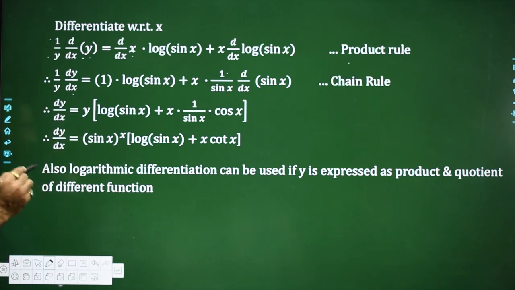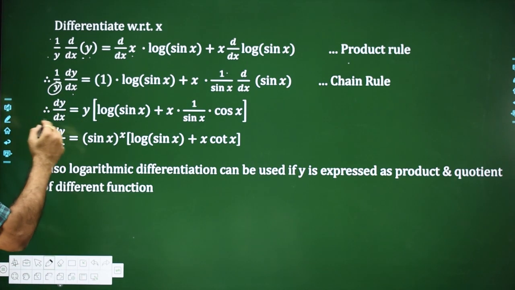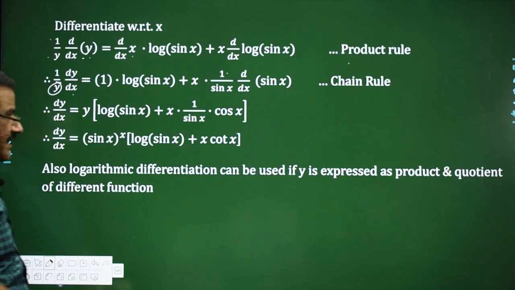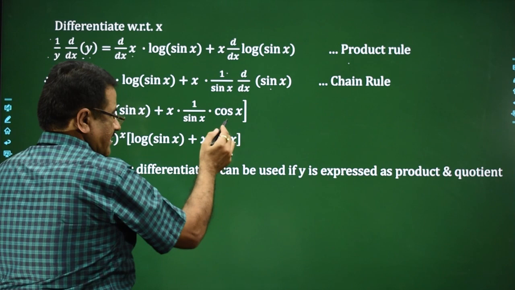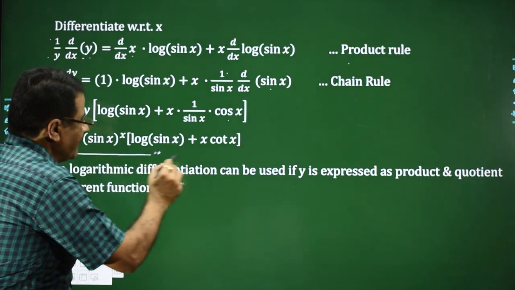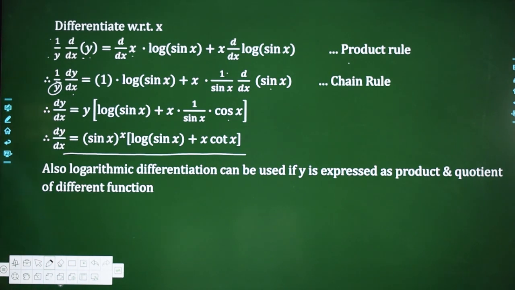So, this is again application of chain rule. Then in this particular example we always have to transfer this denominator y to the other side, and y into log of sin x as it is, and here derivative of sin x is taken cos x, and we can give the answer in simplified form in this manner. Okay. So, also logarithmic differentiation can be used if y is expressed as product and quotient of different functions, whatever I explained to you earlier.